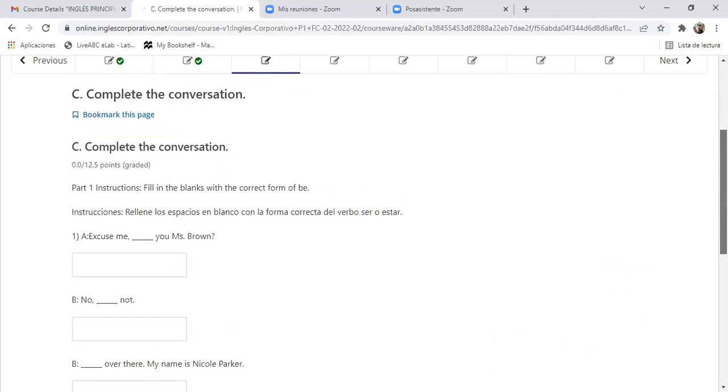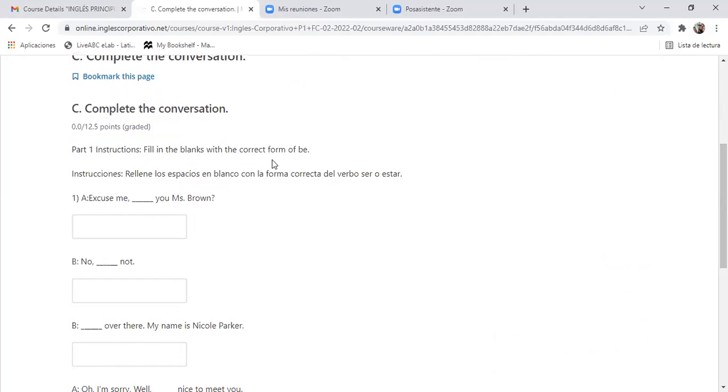Let's go to the third one. In this one, we're going to fill in the blanks with the correct form of be. ¿Cuál es la forma correcta del be? Tenemos tres options. We have am.